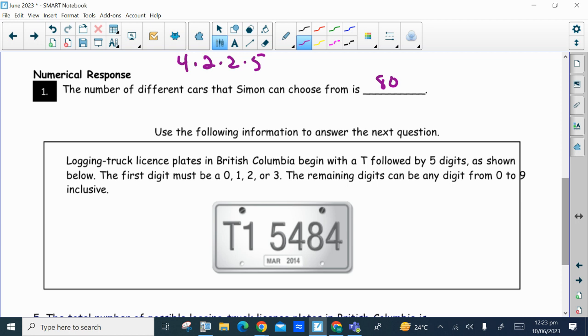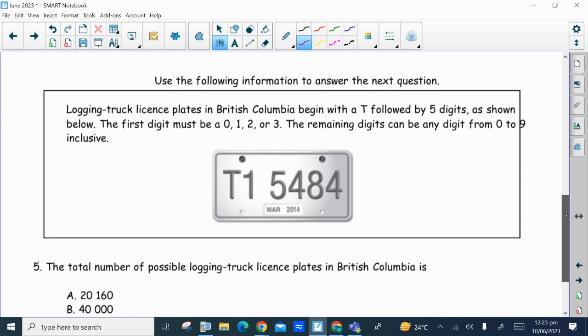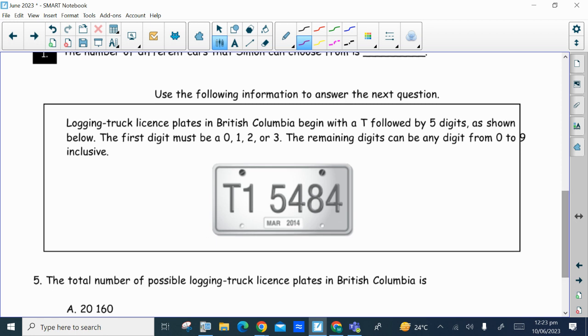Logging truck license plates in BC begin with AT, followed by 5 digits as shown below. The first digit can be either a 0, 1, 2, or 3, and the remaining digits can be any digit from 0 to 9 inclusive. The number of possible logging trucks that are available in BC is what? So you've only got one choice for the first character. It has to be the letter T. One choice. Then for that second character, it's any digit from 0, 1, 2, or 3.